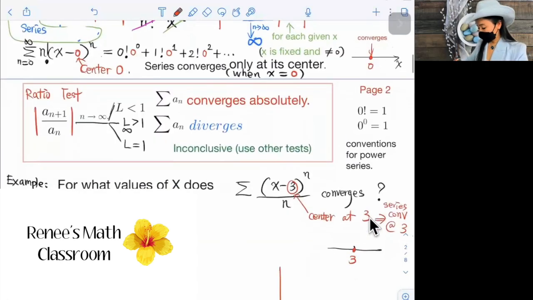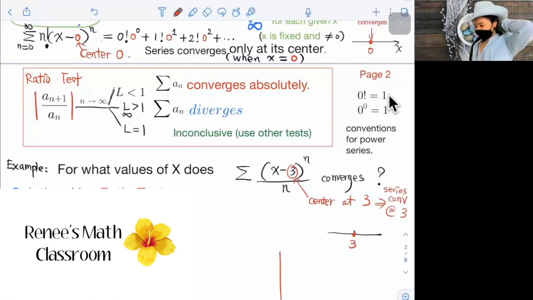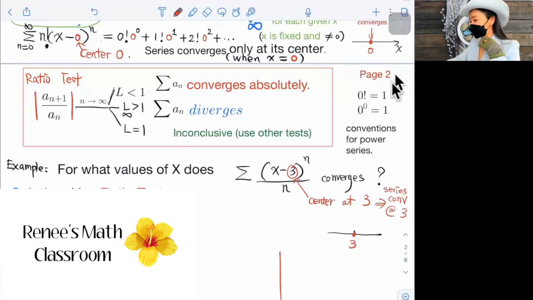Okay, two conventions here. 0 factorial, we define that to be 1. You might feel it's weird, we have nothing and then it becomes 1. So 0 factorial is equal to 1. Actually, look at my video on why 0 factorial equals 1. It's a convention. Also, 0 to the 0 power is equal to 1. It's another convention for power series. For power series, we're going to adopt these two conventions here.